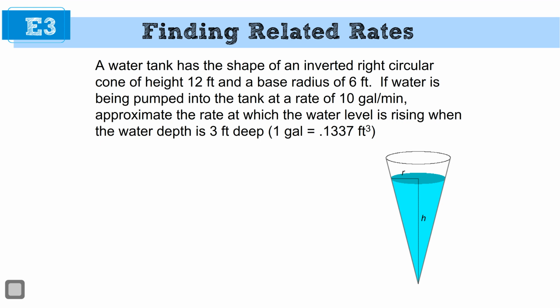There's my cone. Water, cone. Okay, so let's go. Let's do this. There's my picture. I already identified my variables. What does R stand for? Radius. What's H stand for? Height. Right? There we go. Notice radius of water, not radius of cone, and height of water, not height of cone. They're different values.